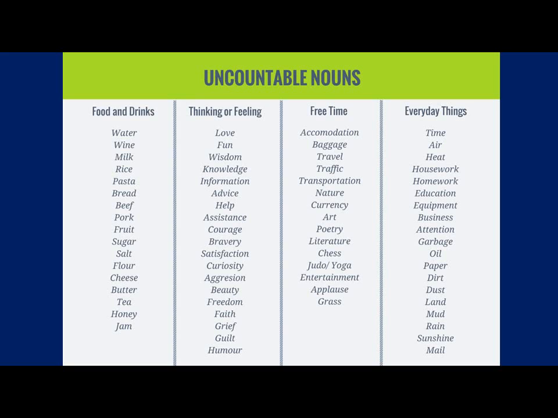The same with sugar, salt, butter, tea, honey. These are all different kinds of food that we do not add the S to make the plural because the plural is already in it. Thinking or feeling, love. Now I can say he loves her because we're using it as a verb. It's not a noun. But when we're using it as a noun, we don't say loves. We can say love is, love's a wonderful thing. Love is a wonderful thing.